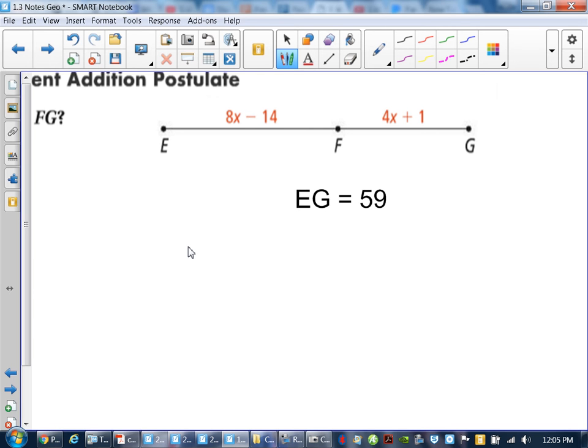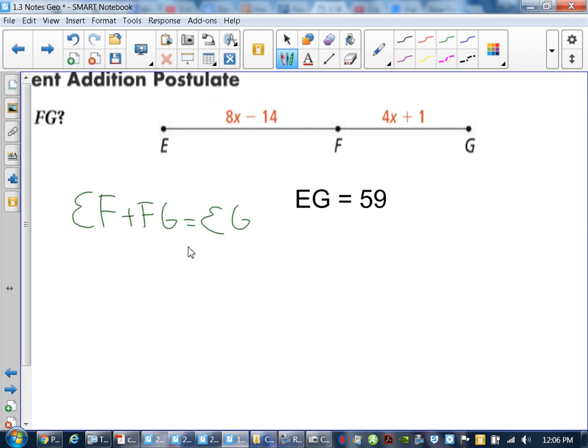Once I'm given lettering of information, I know that I have collinear points. I know that segment addition has to work. Smaller segments add up to equal the larger segment. So I just write down EF plus FG has to equal EG. And now all I do is fill in the blanks.